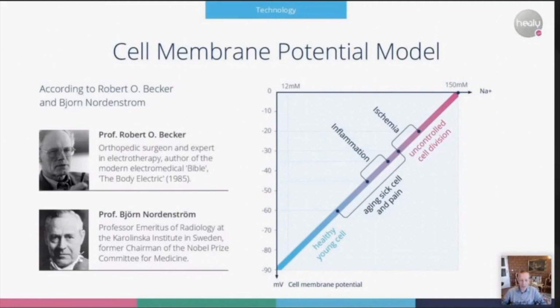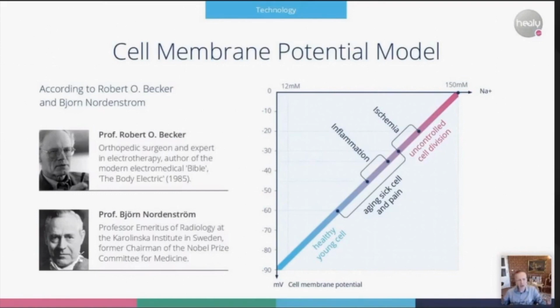And in between minus 60 and minus 30 millivolt, we have the cell which starts to age, which develops symptoms of sickness and starts to cause pain. So this is a gradual process which starts with a young and healthy cell, and through a gradual process goes until 0 millivolt, which actually means that the cell is dying. And here we have areas where inflammation or ischemic situations or pains are predominant.